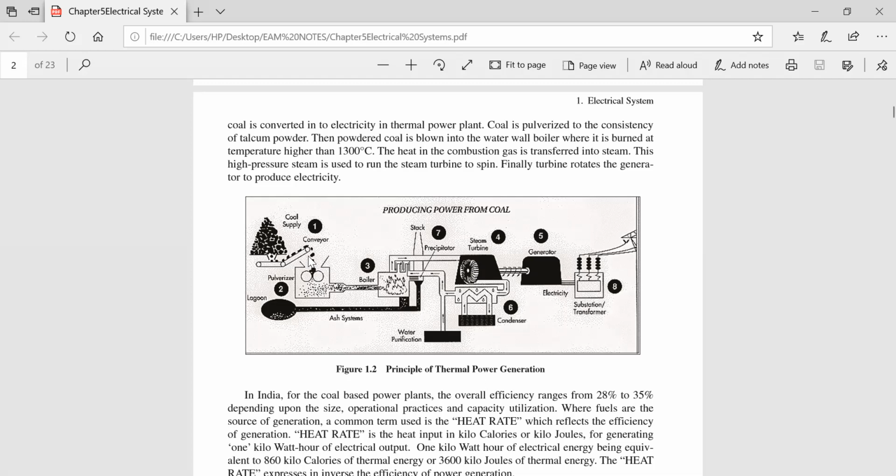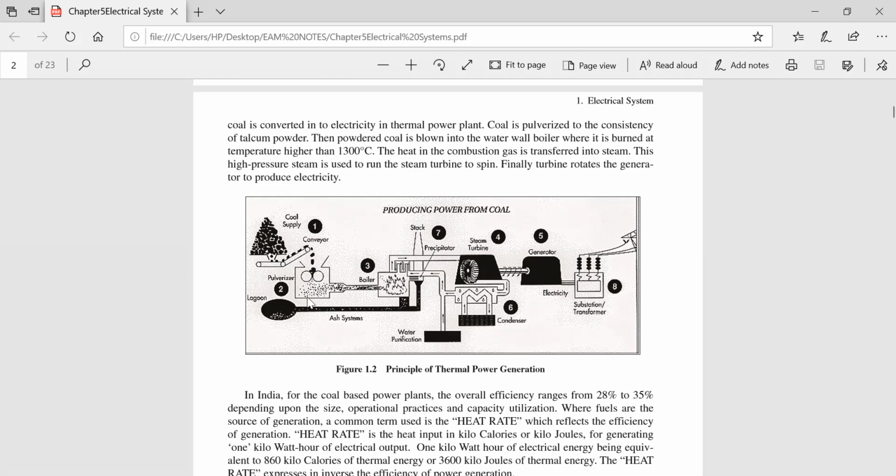So what we are saying here is, coal is converted into electricity in the thermal power plant. It is pulverized. Then the powder coal is blown into the water wall boiler, where it is burned at a higher temperature, more than 1300 degrees Celsius. Then the heat in the combustion gas is transferred to steam, and the high pressure steam is used to run the steam turbine to spin. Finally, the turbine rotates, and the generator produces electricity.